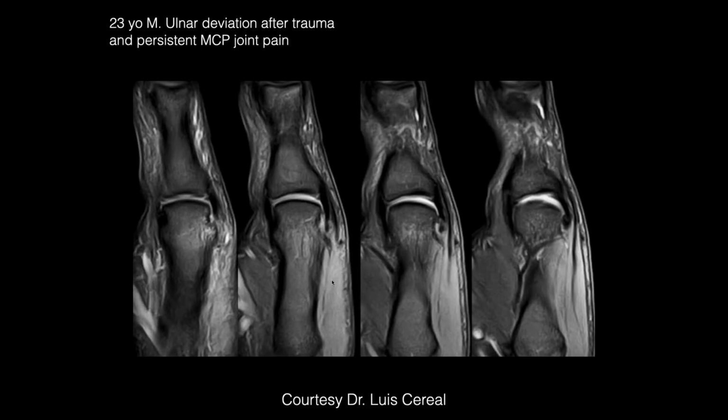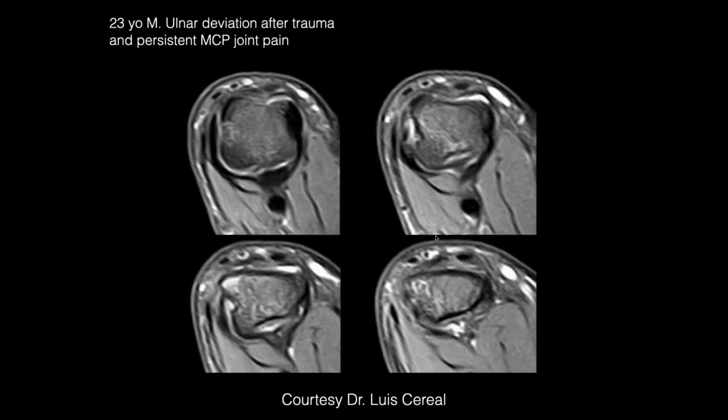Okay, Michael, what do you think of this case? Okay. 23-year-old male, ulnar deviation after trauma and persistent MCP joint pain. So I'm seeing signal irregularity involving the proximal aspect of, I'm guessing that's the radial collateral ligament, and there's a little bit of bone marrow edema too, so maybe at least a partial, maybe full thickness tear, avulsion of that collateral ligament. Yep. Good.